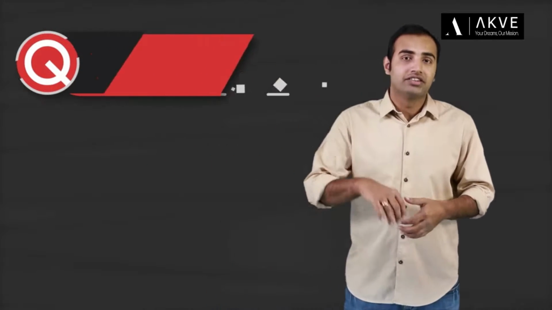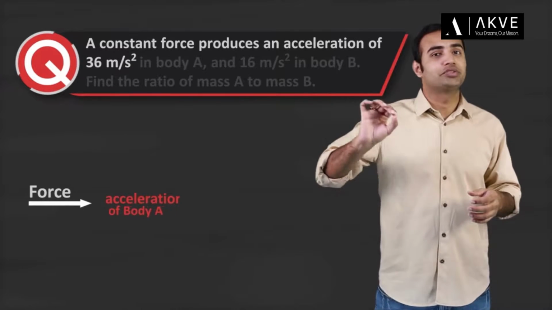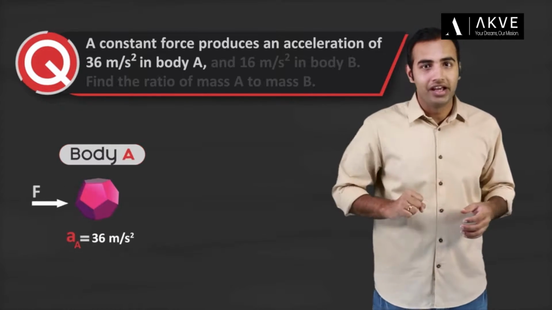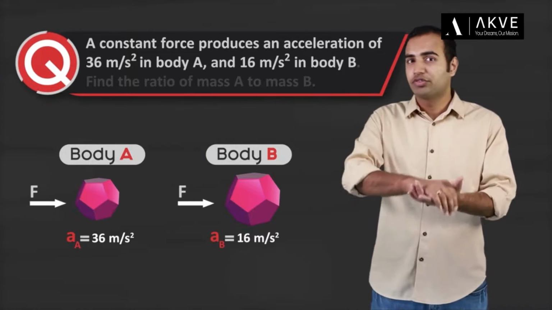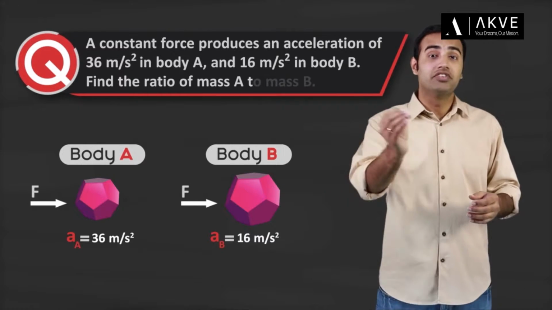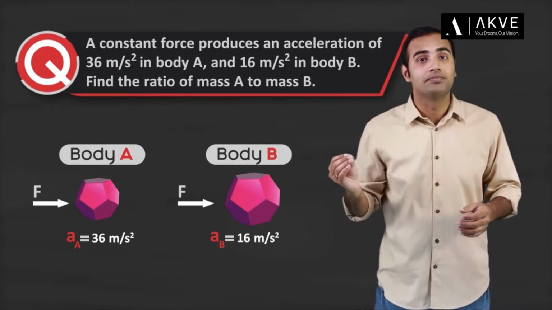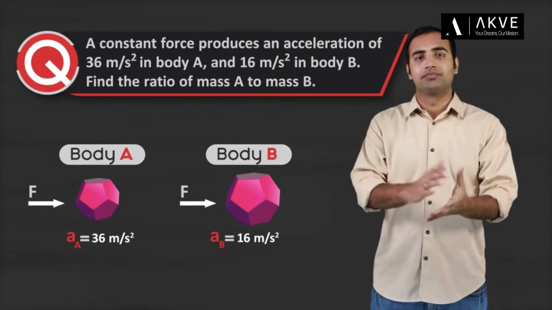So let's begin with our first problem. The problem says that a constant force produces an acceleration of 36 meters per second square in body A and 16 meters per second square in body B. Now given this information, you are supposed to calculate the ratio of mass of body A with respect to mass of body B. Now this is an easy question, so you take some time and try getting the right answer.